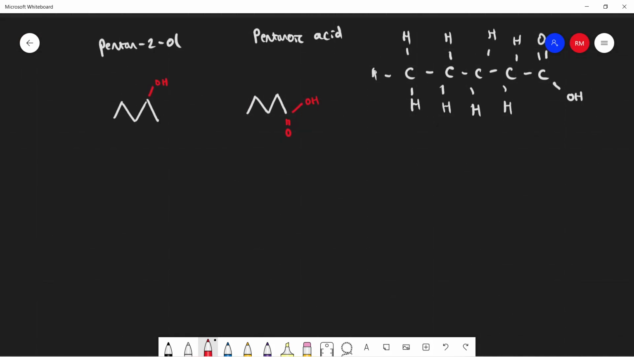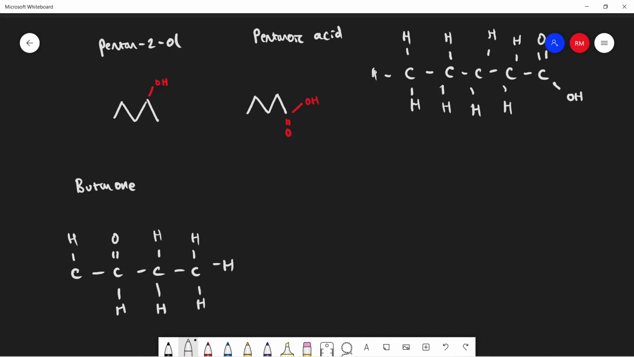So if I ask you guys to draw butan-1-one, I'll draw the displayed formula for you guys here. You guys might not know this, but this is a ketone. What's defined as a ketone? And we're just drawing the displayed formula here. And I'd like you guys to draw the skeletal formula.